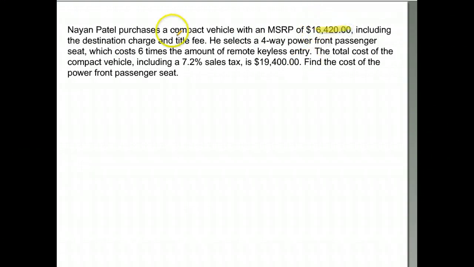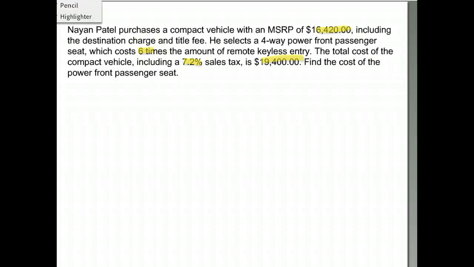$16,420. It included a destination charge, title, and fee. He selects a four-way power passenger seat, which cost 6 times the amount of remote keyless entry. The total cost, including a 7.2% sales tax, is $19,400. Find the cost of the power front passenger seat.